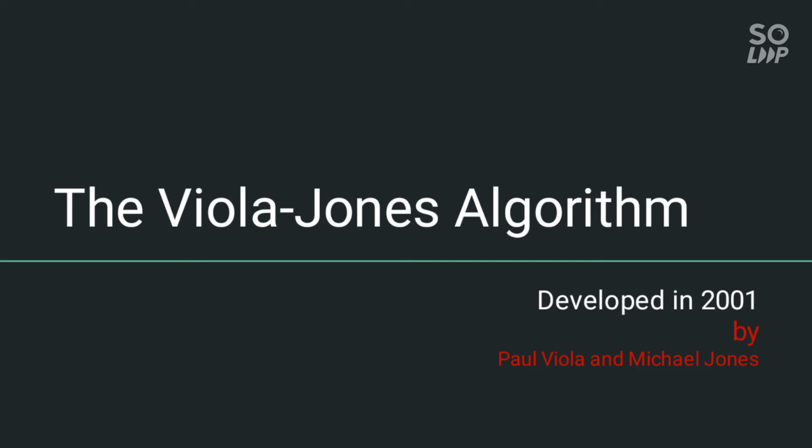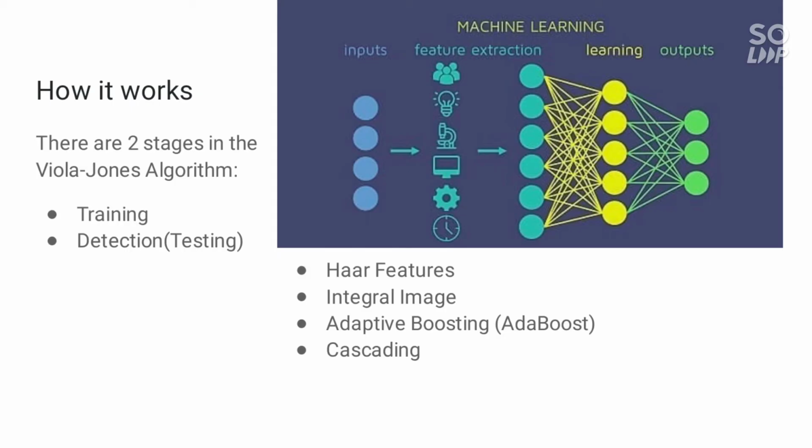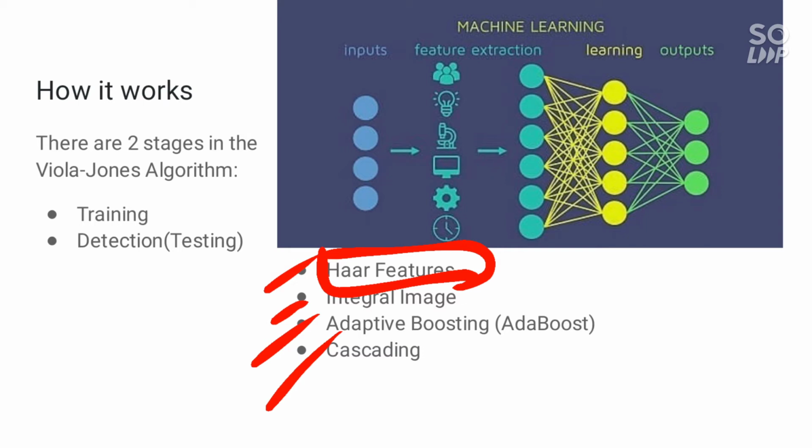The Viola-Jones algorithm is a state-of-the-art machine learning algorithm developed in 2001 by Viola and Jones. This is basically used for face detection purposes. This algorithm consists of four things: first Haar features, then the integral image, the AdaBoost technique, and the cascading. The Haar features are basically the features of our faces which we give to the machine learning algorithm so that it can learn from the faces, and then we test our data.